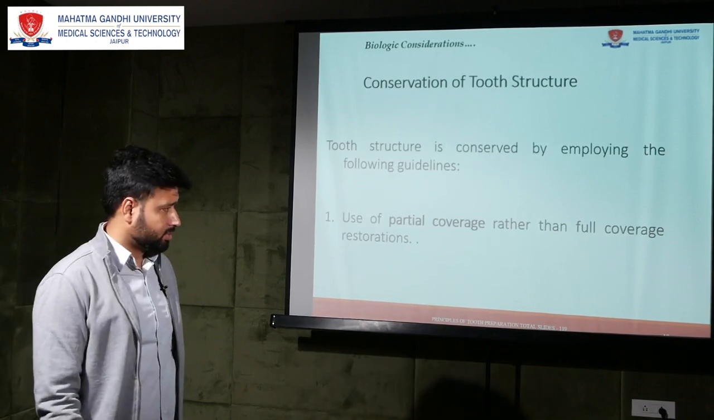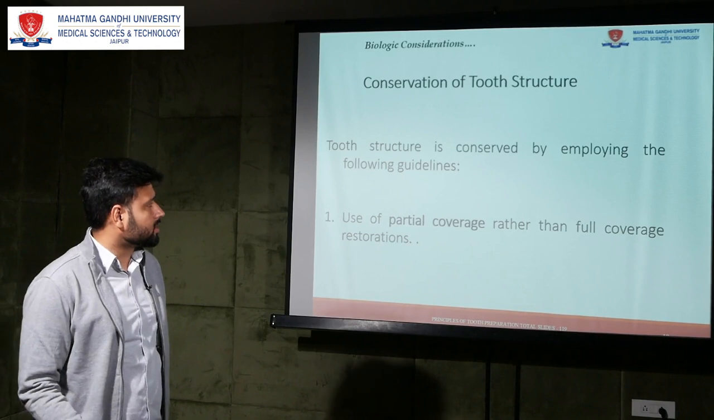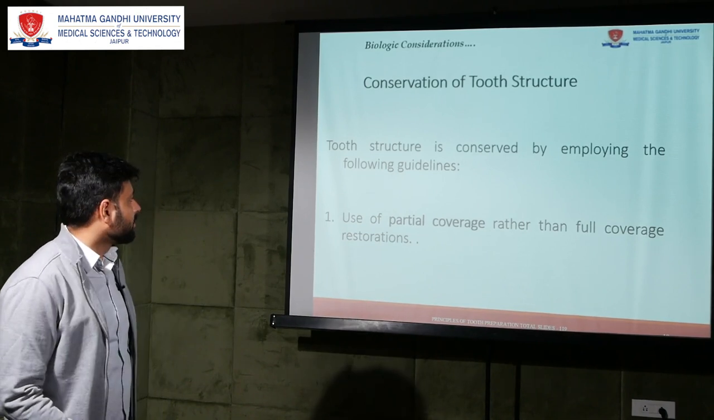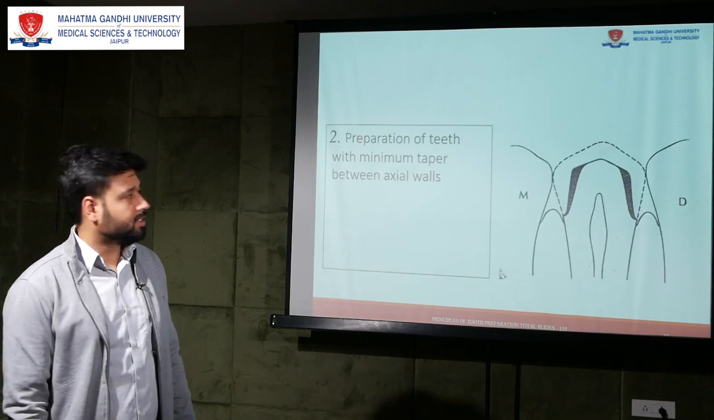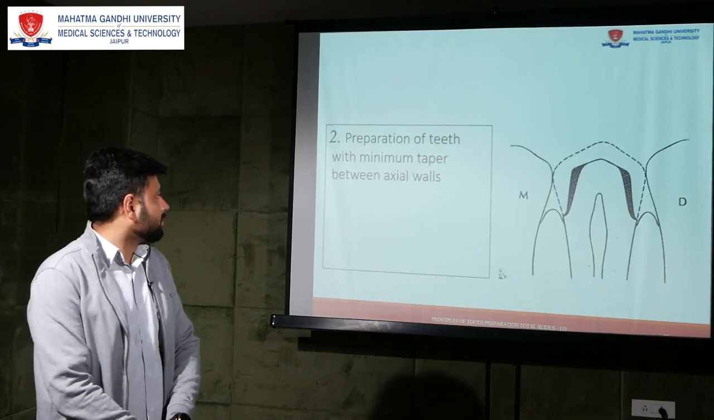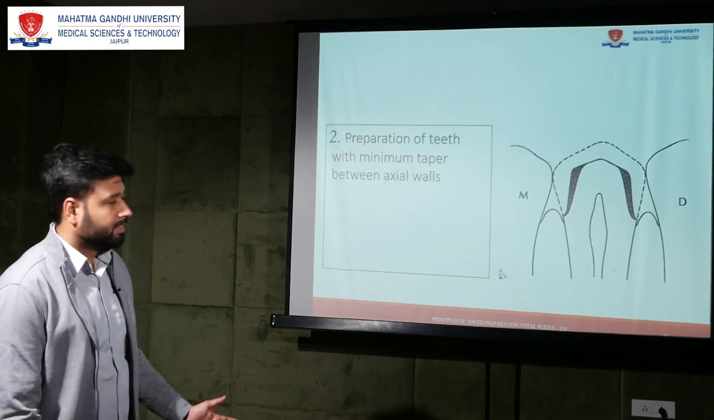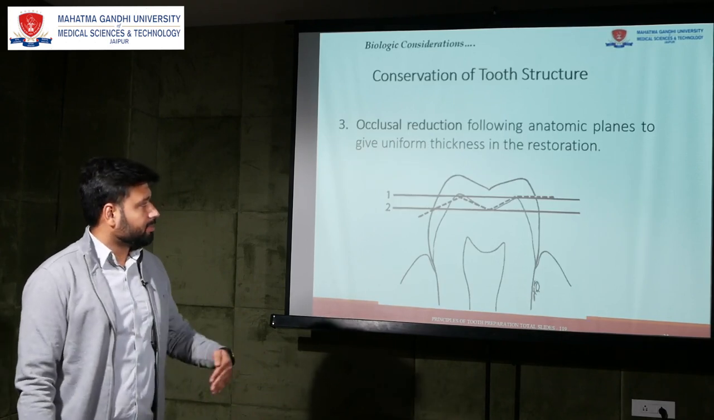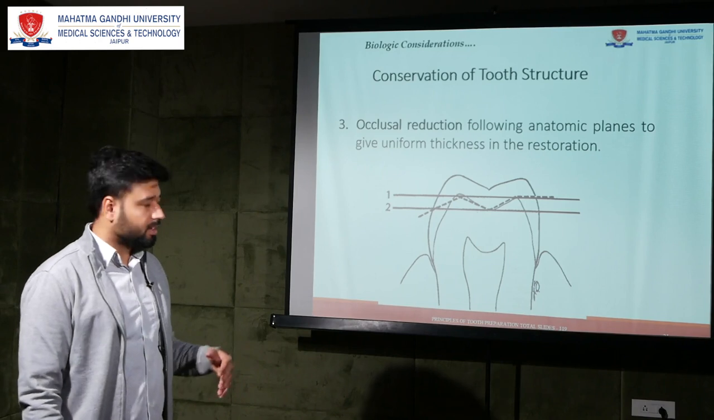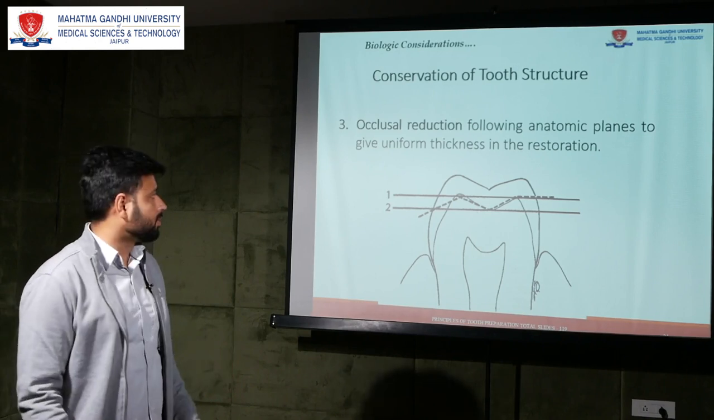Then the conservation of tooth structures. The tooth structure is conserved by employing the following guidelines. The first is the use of partial coverage rather than full coverage crowns. Second is the preparation of the tooth with minimum taper of the axial walls. Third, the occlusal reduction following the anatomical planes to give a uniform thickness of the crown.